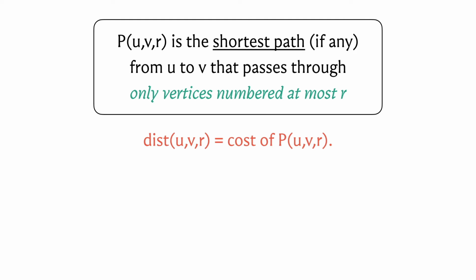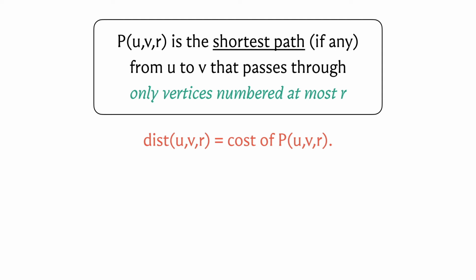So let's use the distance array to keep track of the costs of these paths that we have defined here. In particular, the distance UVR value is going to reflect the cost of the path that goes from U to V using vertices that are labeled at most R. And of course, such paths may not even exist. In that case, these distance values are to be interpreted as being infinity, and in your code, that's just going to be a very large number. Okay, so let's think about how do we compute these values.